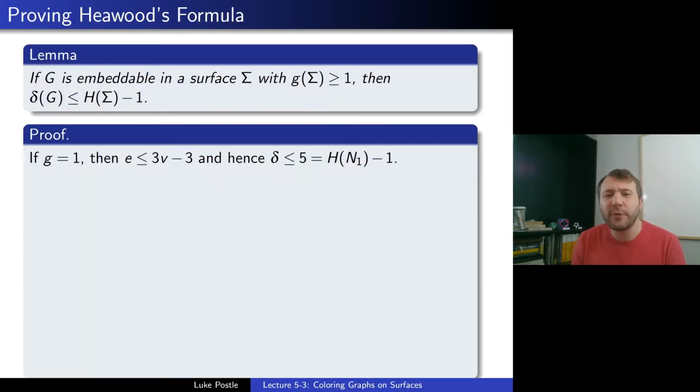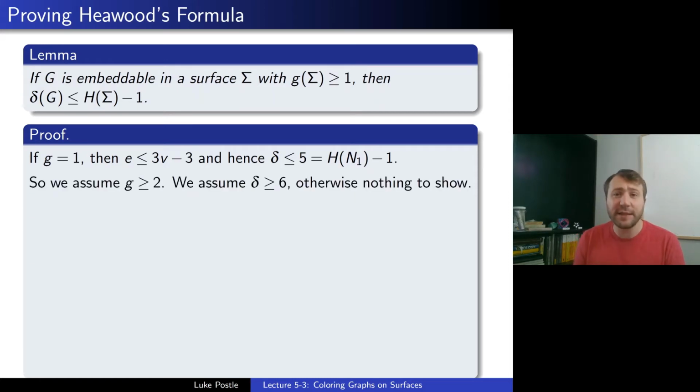If you haven't seen it before, I'll just run through it quickly because it's a simple application of Euler's formula. If the genus is 1, then E is at most 3V minus 3 by Euler's formula. And if you think about what that means, it means there's a vertex of degree at most 5, which is indeed 6 minus 1, the Heawood number of the projective plane. So we can assume that g is at least 2, and therefore we assume that delta is at least 6. Otherwise, there's nothing to show.